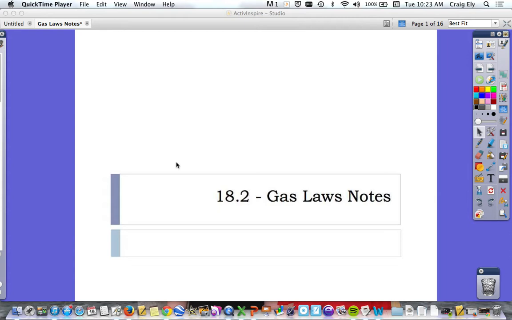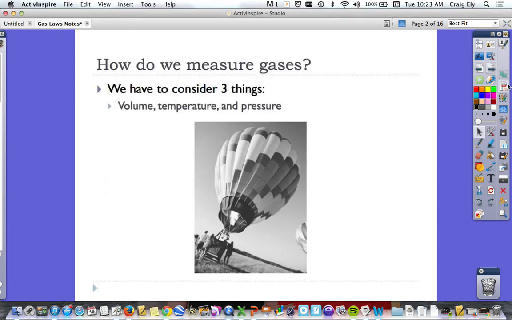This is the gas laws. We've done Section 1 and Section 3 on states of matter and phase changes. Now we're going to focus on gases and how we measure gases and what that looks like. When we talk about gases, we have to look at three things: volume, temperature, and pressure.